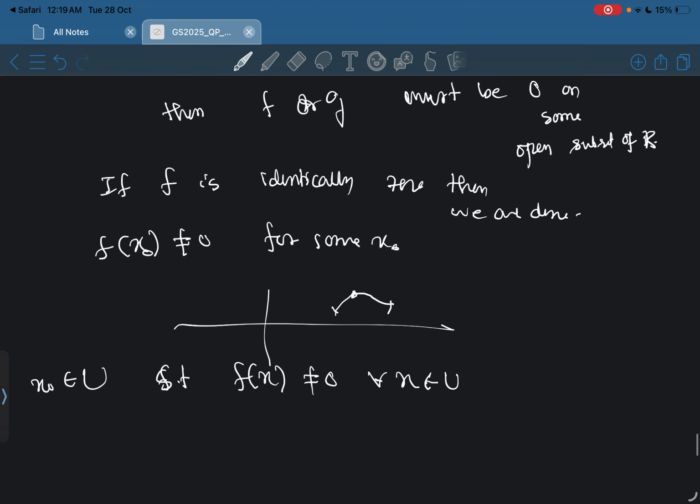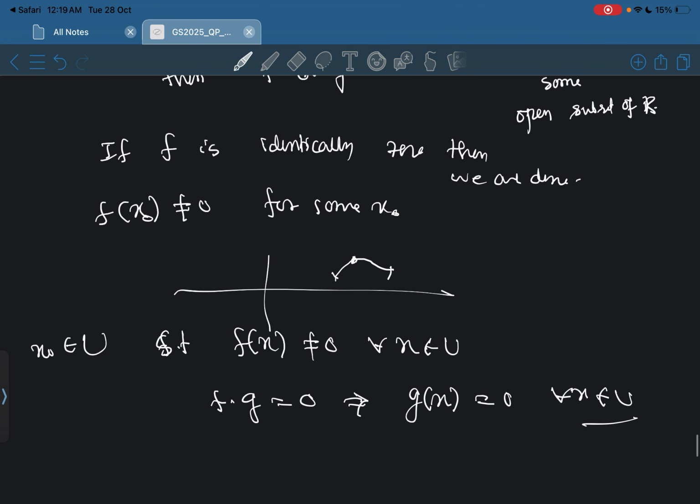But now since f dot g is 0, this implies g of x must be 0 for all x in u. So this is the open subset on which g is 0. That's why we are done, because the question says that either f or g must be 0 on some open set. So if f is not identically 0, we can always find an open set such that g must be identically 0 on that.